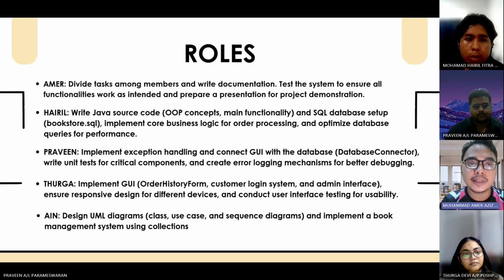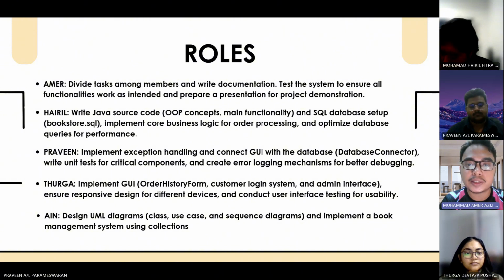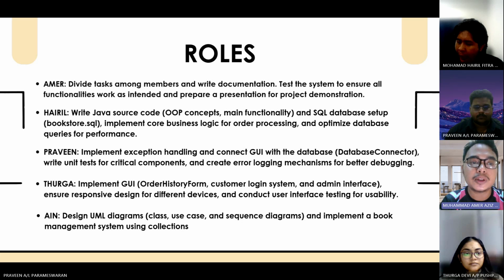PRAVEEN implements exception handling and connects the GUI with the database connector, writes unit tests for critical components, and creates an error logging mechanism for better debugging. THURGA implements the GUI or HistoryForm, customer legacy system and admin interface, ensures responsive design for different devices, and conducts user interface testing for usability. AIN designs UML diagrams, class, use case, and sequence diagrams, and implements a book management system using collections.